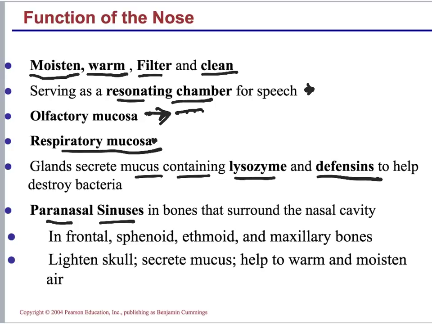Connected to our nasal cavity are what we call the paranasal sinuses, and these are the cavities in our bones. We have sinuses in the frontal bone, sphenoid bone, ethmoid bone, and maxillary bones. All of these hollow cavities open up into the nasal cavity. Functions of the sinuses specifically: they lighten our skull and also warm and moisten the air as well.